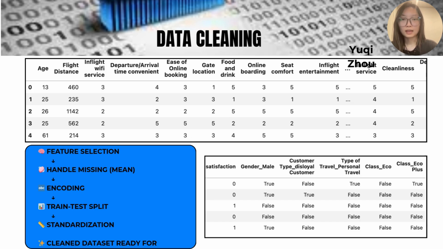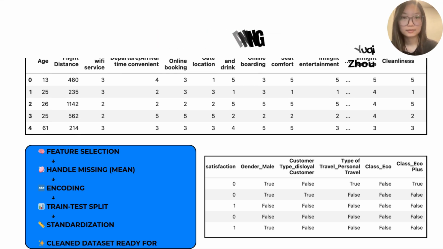Finally, we applied standard scaling to the numerical features. This ensures that variables such as age, flight distance, and service rating are on the same scale, which helps improve model performance. After these steps, the datasets are clean and ready for modeling.